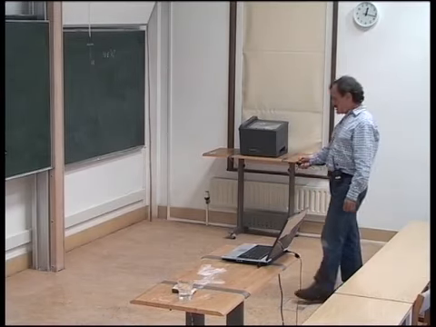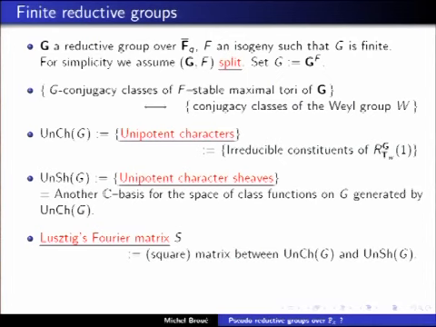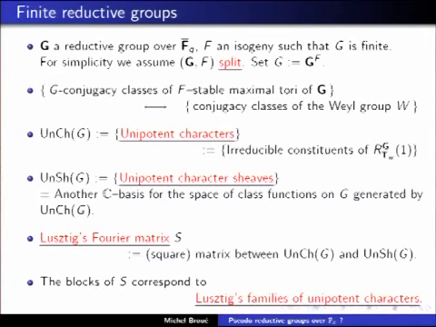Now, the unipotent character sheaves, I will say even less. It's just another C basis for the space of class functions generated by the set of unipotent characters. Another C basis. That's all I want to use here. Now, there is the Lusztig Fourier matrix, S, which takes one of these bases, the unipotent character sheaves, up to the unipotent characters. This is essentially what Lusztig gives in his huge book. And finally, this Lusztig matrix falls into blocks, and these blocks are called the Lusztig families of unipotent characters.